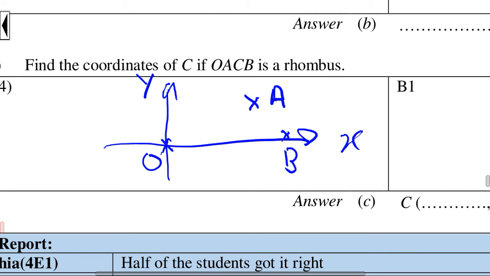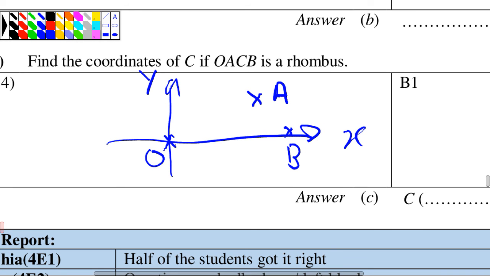O, A, C, B. So O, A, C is here, B is here. So C is here. You understand? It must be in running order. If they say O, A, B, C, it means O, A, B, C is here. Follow? So O, A, C is somewhere here. So C is somewhere here.